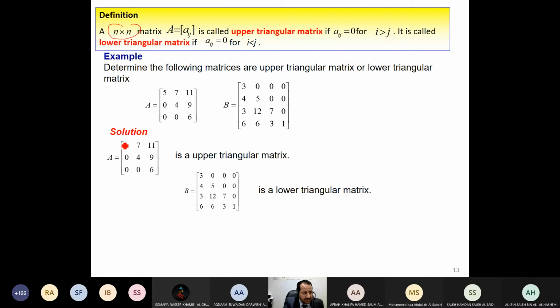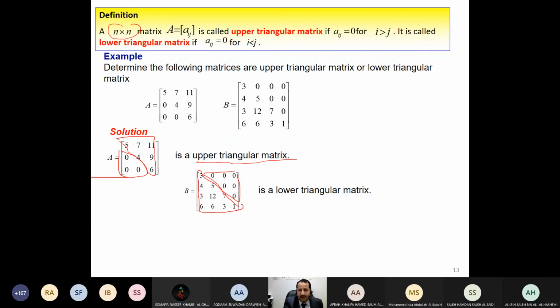You see here, these are the numbers above, and below the diagonal should be 0. We call it an upper triangular matrix. And for lower, it's clear that the 0s should be above the diagonal. As you can see here, these are the numbers, and 0 should be above the diagonal elements. This is called an upper triangular matrix and a lower triangular matrix.